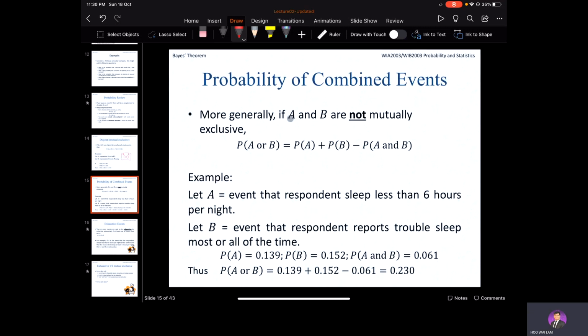How about if A and B are not mutually exclusive? When you're calculating A or B, you need to subtract the overlap, similar to this one. So you'll notice the probability is coupled with set theory.